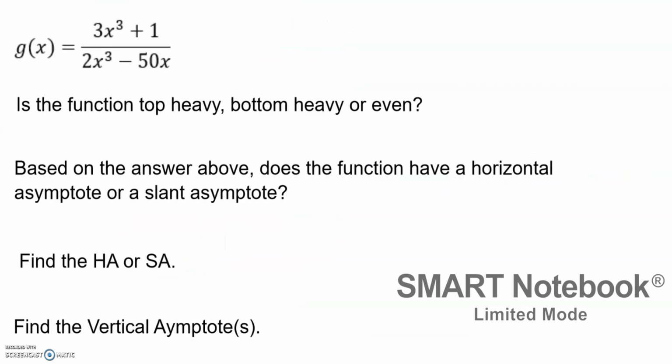The second example was this function, 3x cubed plus 1 over 2x cubed minus 50x. Is this function top heavy, bottom heavy, or even? Well, if we look at the highest exponents on both, the highest exponent is 3 top and bottom, so this would be considered even. Based on your answer above, does the function have a horizontal asymptote or slant?